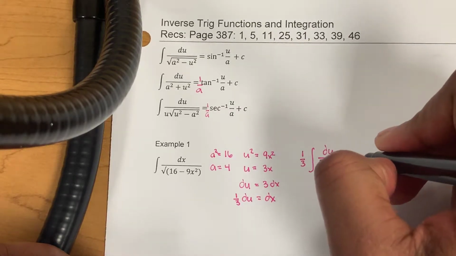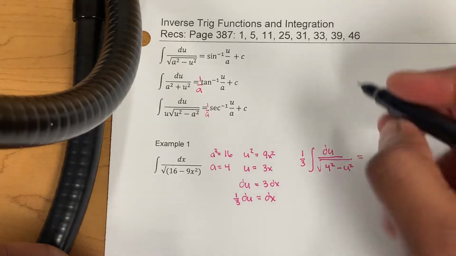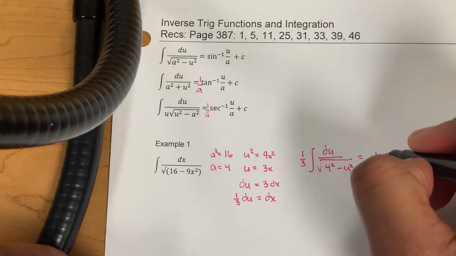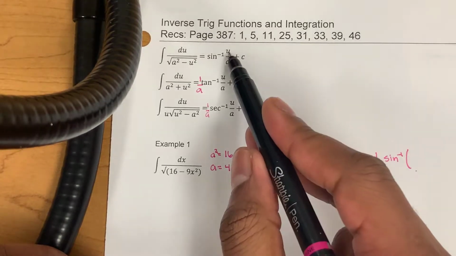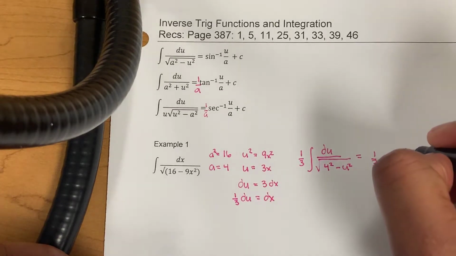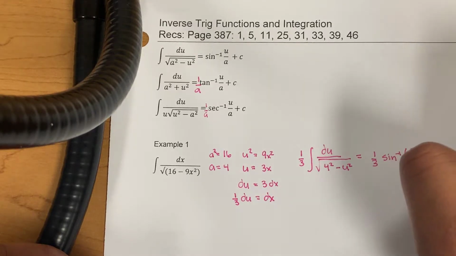So when we integrate this, it is in the form of the inverse sine function. So we will get 1/3 sine inverse of u divided by a. So u is 3x and a is 4. So we'll get 1/3 sine inverse of 3x divided by 4 plus c.